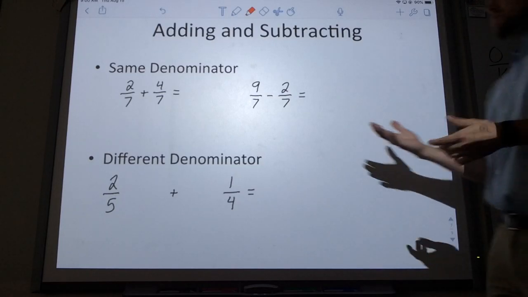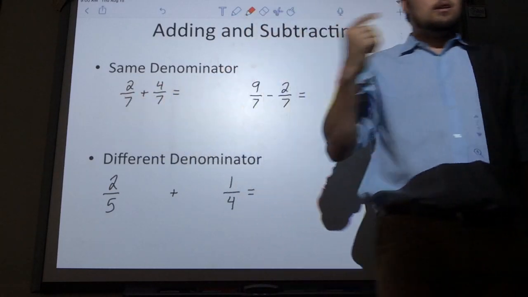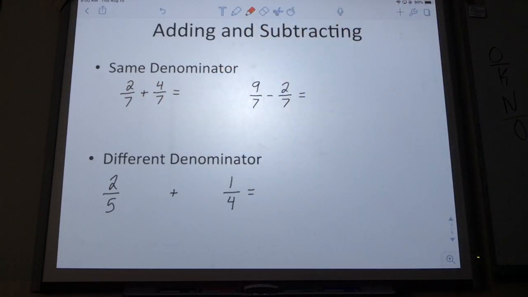So if the bottom matches, that's extremely easy. You just add the tops together and use that same denominator, because that denominator is just a label. It's what's describing those numbers. So I can add a 2 and a 4 because that 7's already there. So 2 and 4 is a 6. Same thing for subtraction. 9 minus 2 is a 7, and that bottom was already a 7, but that is not a simplified answer, so our answer is 1.